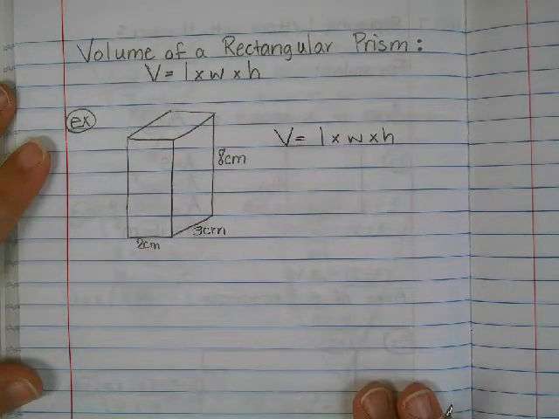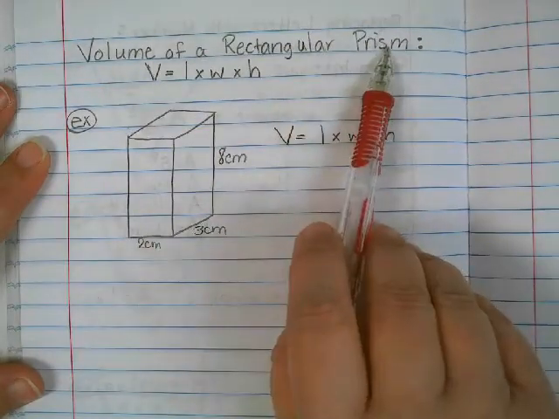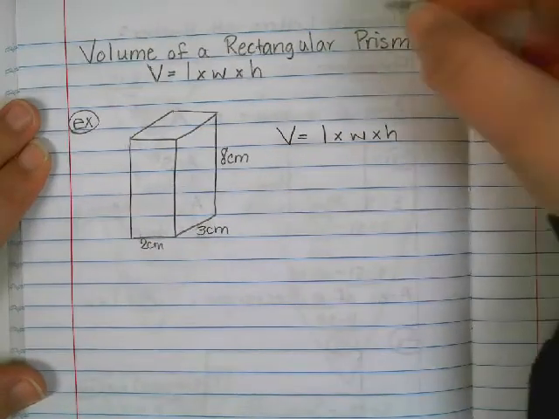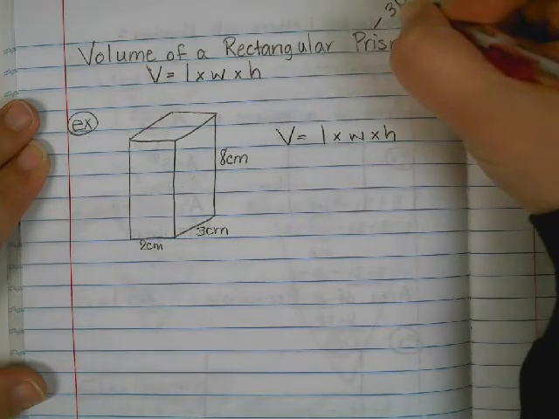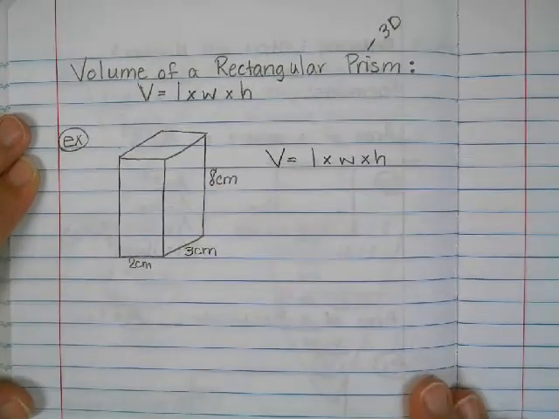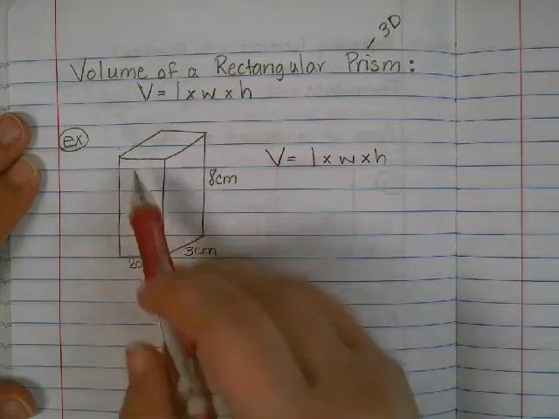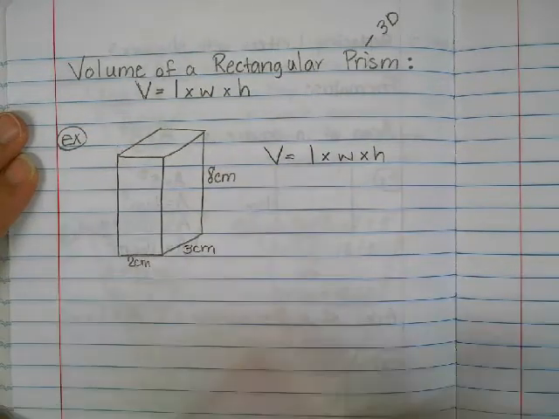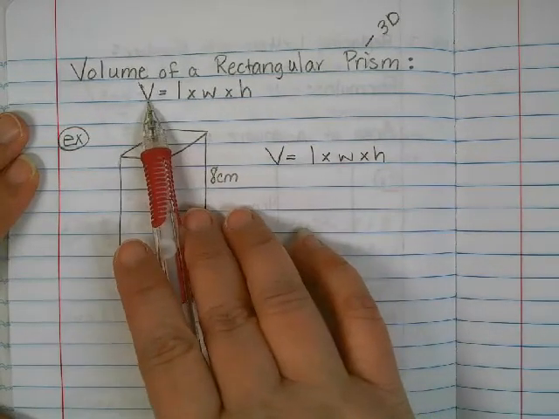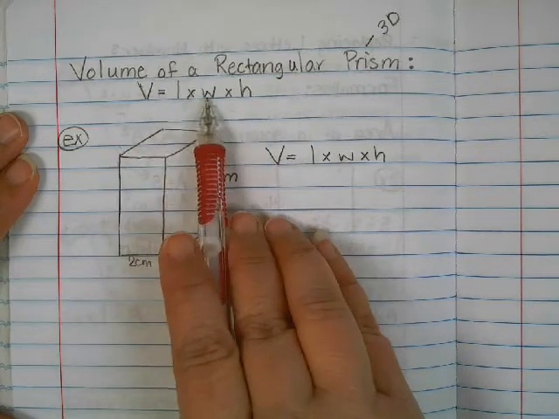The next formula we're going to look at is volume of a rectangular prism. It's a prism because it is 3D. That means it is not a flat shape. It is 3D. It's rectangular because that front face is a rectangle. So the volume is volume equals length times width times height.